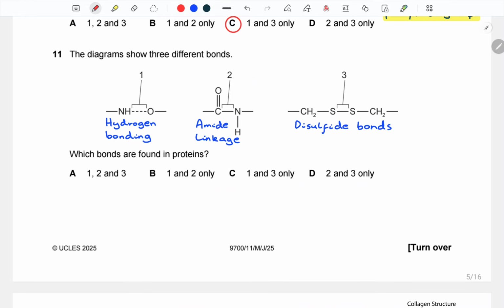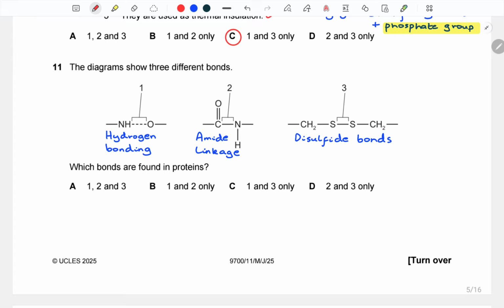Number 11, the diagram shows 3 different bonds. Which bonds are found in proteins? Hydrogen bonds. This first one shows one, because it's between a hydrogen atom and oxygen. Any bond between hydrogen and fluorine or oxygen or nitrogen is a hydrogen bond. So this is a hydrogen bond.